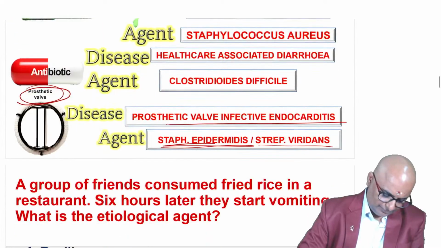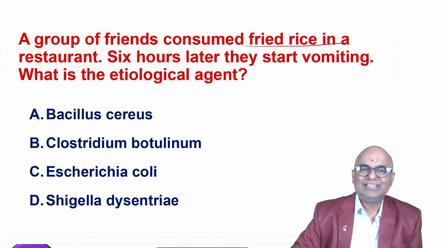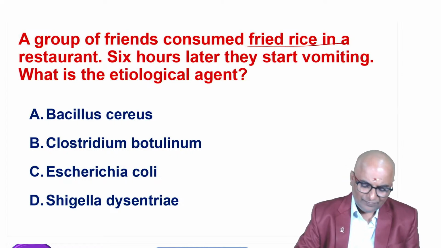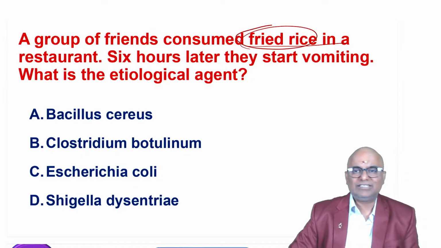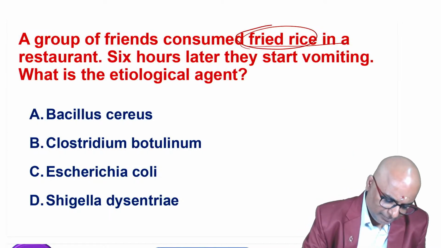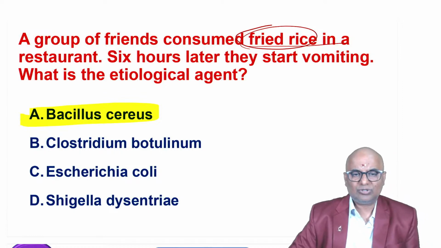Next is a group of friends consumed Chinese fried rice in a restaurant. Within 6 hours they develop vomiting. What is the etiological agent? So fried rice is a very good clue for Bacillus cereus. But vomiting at 6 hours, you can think of two organisms, cereus and aureus. Both cause vomiting. So you can go for Bacillus cereus. The toxin acts like the staph aureus toxin.